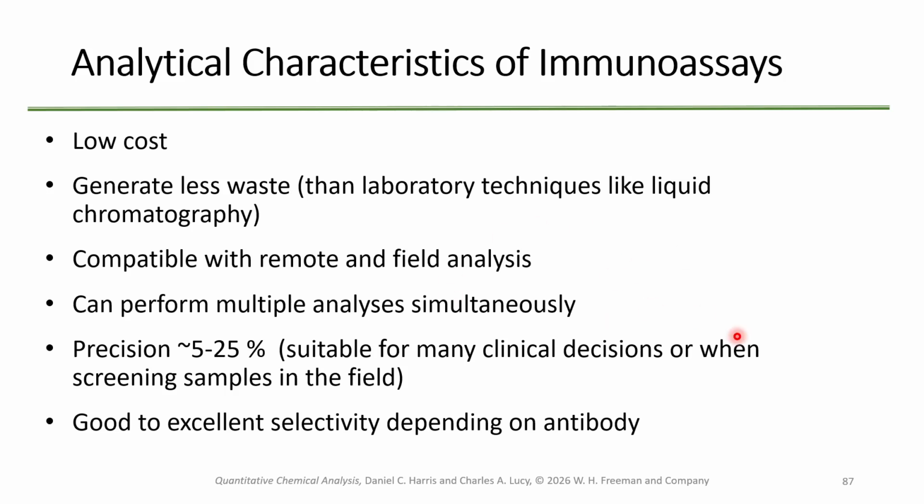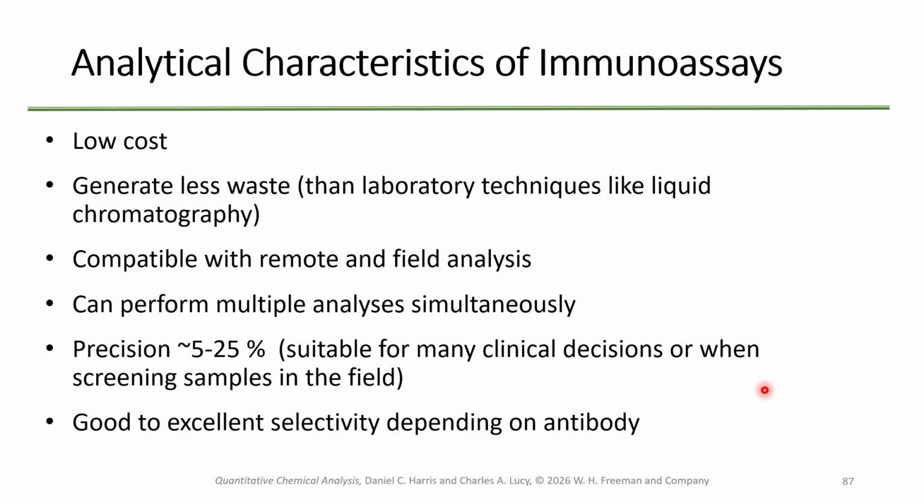They can perform multiple analyses simultaneously. You can have lots of strips that you give to lots of people, and they can do it all over the country or all over a city. Their precision is typically about 5 to 25%. Now, that is not a very good analytical precision, is it? But in a clinical decision or screening samples in the field, these are pretty good. Especially once you start doing it a few times, right? You can get good enough.